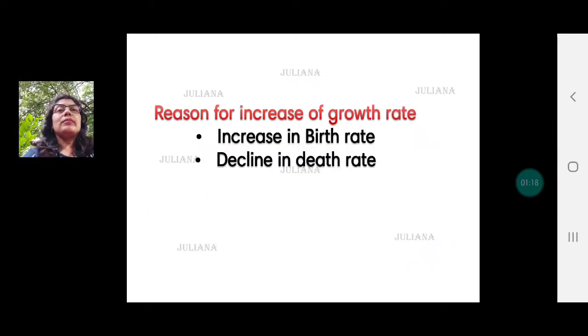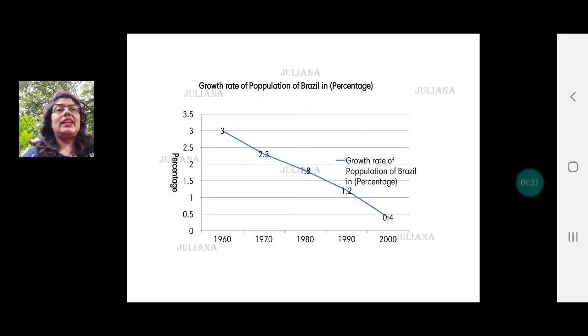And therefore, there are two main reasons for increase in growth rate which can be asked. Number one is increase in birth rate and second is decrease in death rate. Causes for this we will discuss at the end.